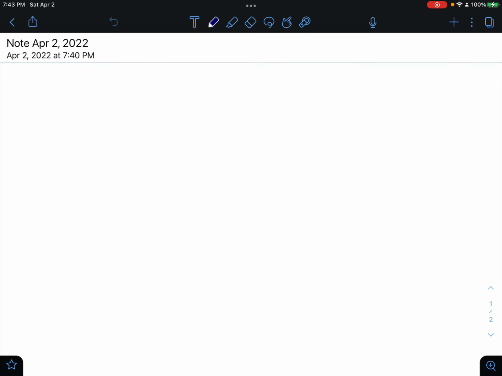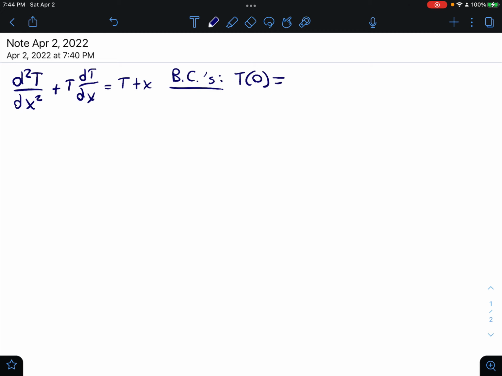I'm going to walk through the numerical solution to the following differential equation: d squared T dx squared plus dT dx equals T plus x. And the boundary conditions given to us in the problem are T of 0 equals 10 and T prime of 0 equals 1.